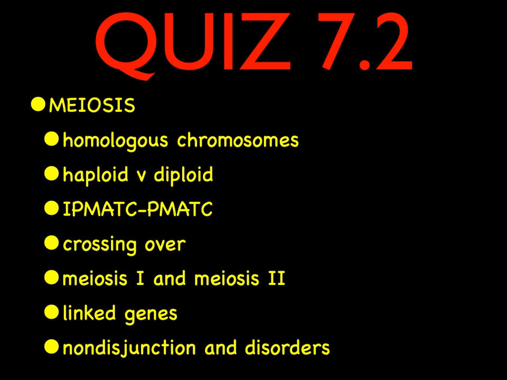And speaking of your quiz, these are topics that are fair game. The homologous chromosomes, haploid, diploid, IPMAT-C, PMAT-C in order and what occurs. You'd better know when crossing over occurs, and the differences between Meiosis I and Meiosis II. Don't forget the silly phrase, IPMAT-C, PMAT-C, the definition of linked genes, non-disjunction, and the 3 disorders that I covered in the notes. Study hard, and we'll see you on your quiz.